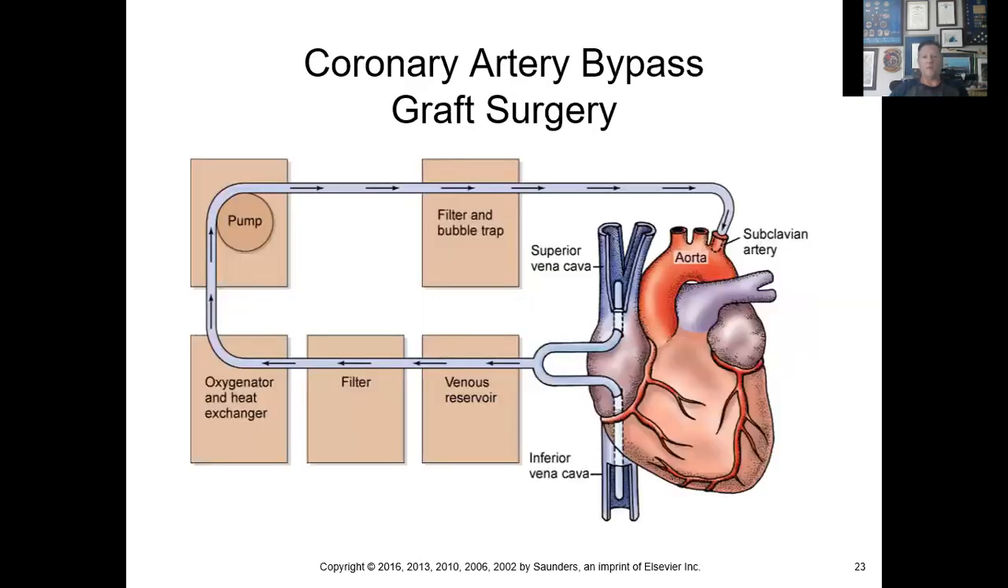Now we can talk a little bit about bypass. Bypass is we're taking vessels from the leg, attaching them to the aorta, and putting jumper grafts down ahead of the blockages on the coronary arteries.